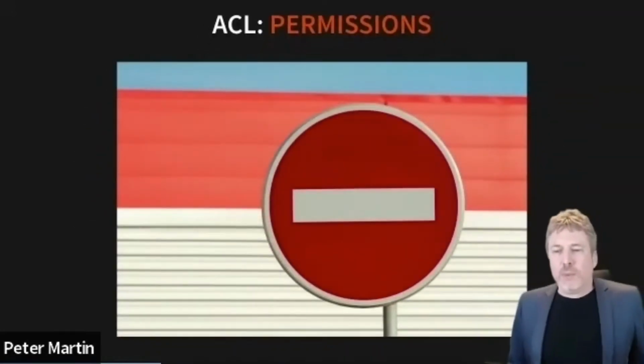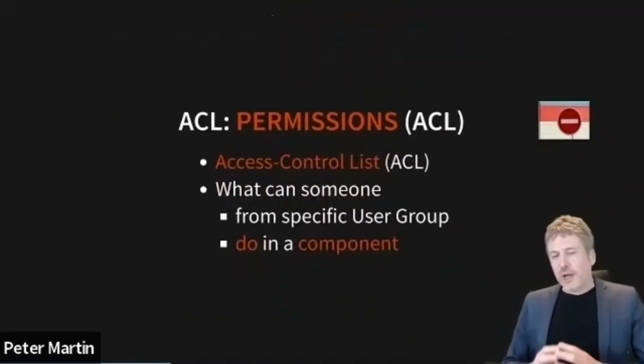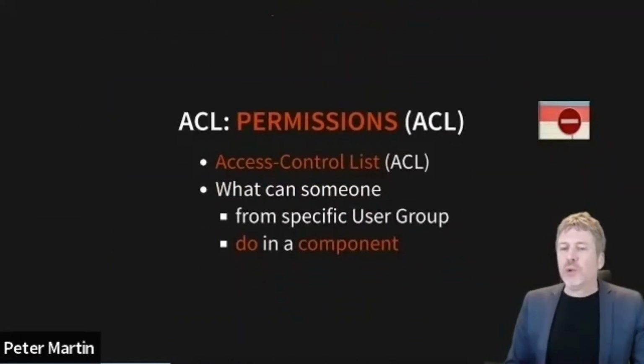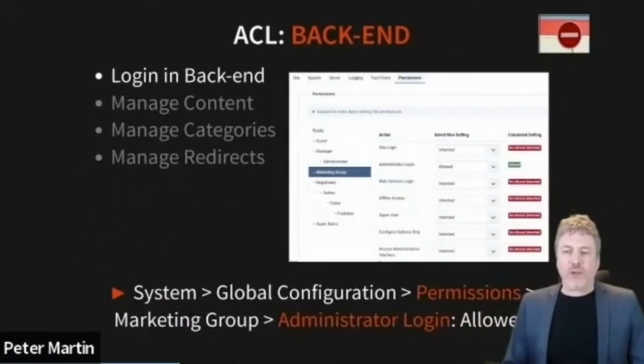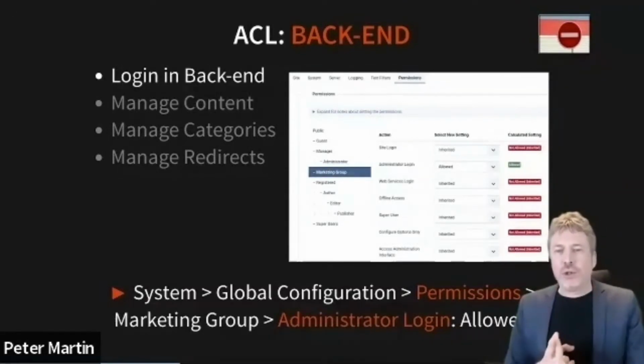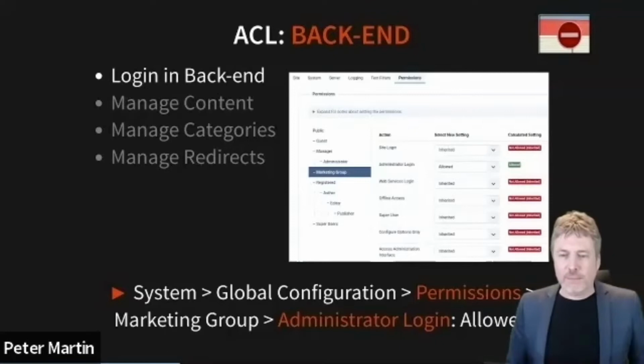Now, let's talk about permissions. Permissions is what a certain user group can do in a certain component in Joomla. It's also called access control list, and it's really granular. You can do a lot with this in Joomla. So I would like to do 3 things for the marketing group. They should be able to log into the backend. They should be able to manage content, but only from the category news. And they should be able to do redirects in Joomla.